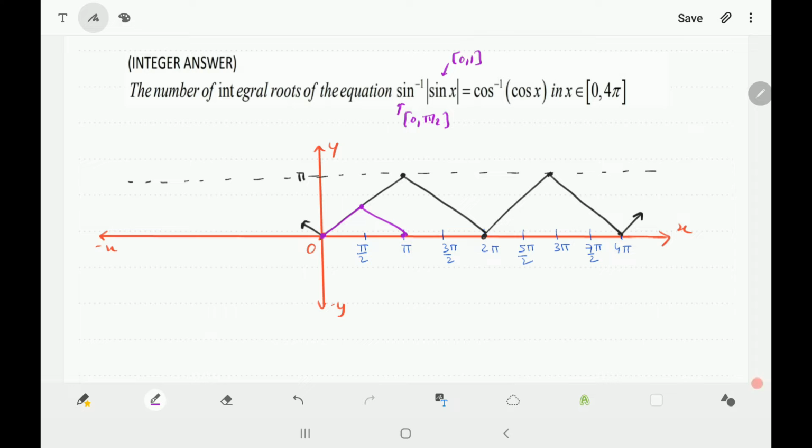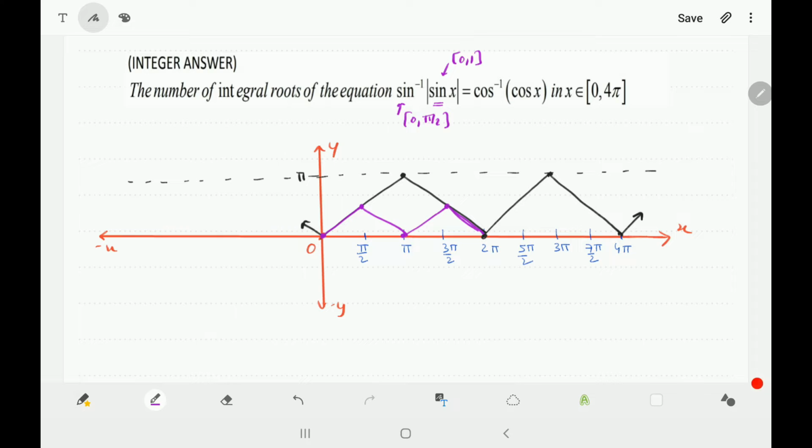From pi by 2 to pi, at pi it is 0 only, so this line will come downwards. At 3 pi by 2, sin x has value -1, but mod will give us the value as 1. Okay, so sin inverse of 1 is pi by 2. So at 3 pi by 2 the output is pi by 2 only. At 2 pi it is again 0.